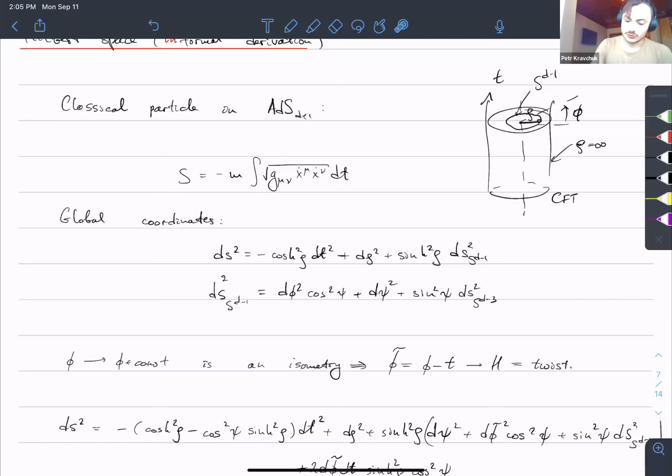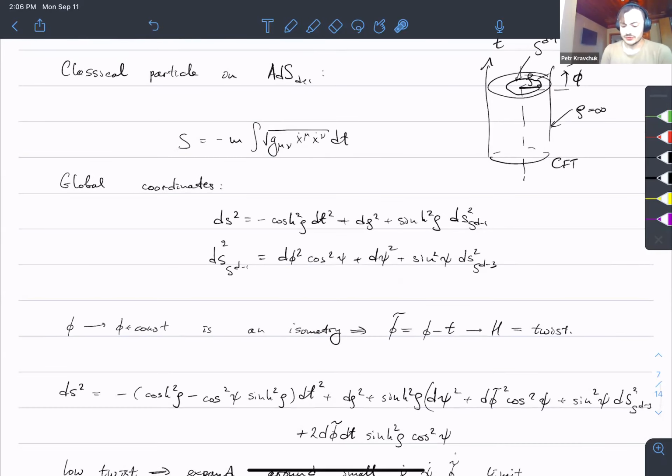And the Hamiltonian associated with global time translations is the same as the dilatation operator. So if you make a change of variables where instead of translating in t and keeping phi fixed, you translate in t while keeping this phi tilde fixed, then this new Hamiltonian is going to measure not the scaling dimension, but the twist, the difference between scaling dimension and the eigenvalue of some rotation generator. So let's do this.